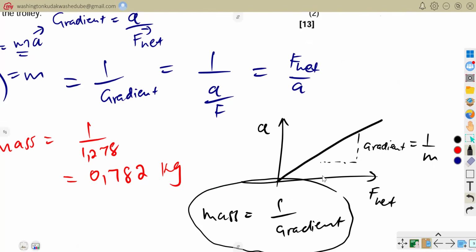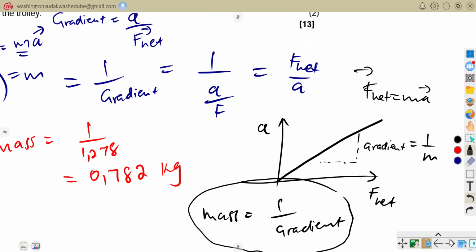That from this relationship, according to Newton's second law, you would know that since acceleration is directly proportional to net force, and this is the graph of acceleration against net force, for me to find the mass, I will now get to invert the gradient that I find, or else the gradient would now become 1 over mass. We now need to know this relationship.